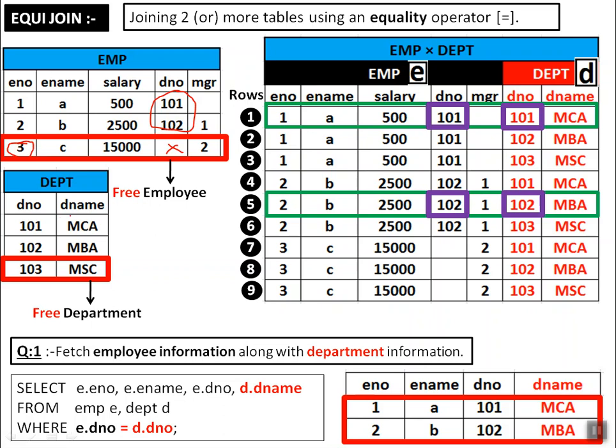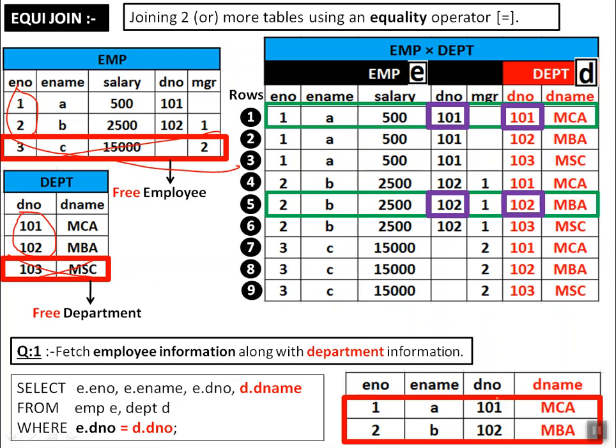Similarly, 2 types of departments. These are departments with employees, these are free departments. So whenever you go for equi-join, you will get all working employees and all departments having employees. You will never get this row, that is the free employee, and you will never get the free department.